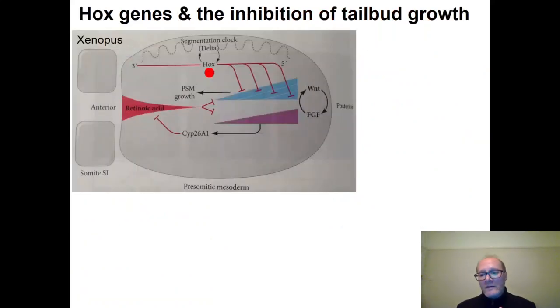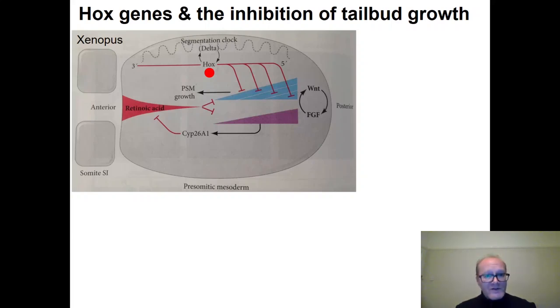Now we talked just now about how the axis is elongated in the tail bud, and how the tail bud itself is elongated by the migration of these cells. But how do we stop this elongation? At one point, the tail bud needs to stop growing, otherwise the embryo will become infinitely long. So how do we stop this growing? It is very interesting and very elegant.